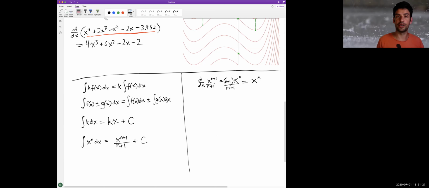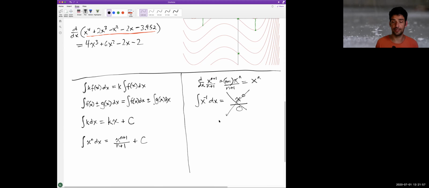Now, there's a problem with what I just did. Let's see what the problem is. So let's do x to the negative 1 dx. According to this rule, if I have x to the n dx, I should take x to the n plus 1. So here n is negative 1. Negative 1 plus 1 is 0. And I have to divide by 0. This is very problematic. We can't divide by 0. Okay? So something's wrong with negative 1.